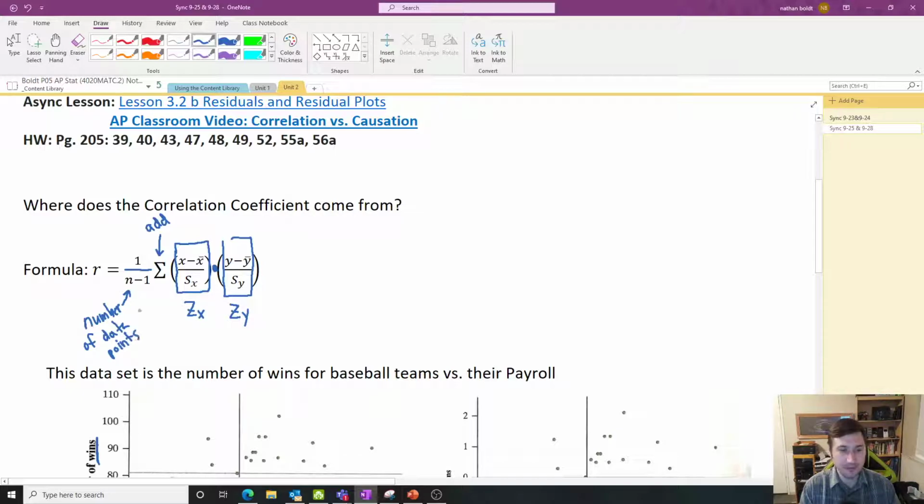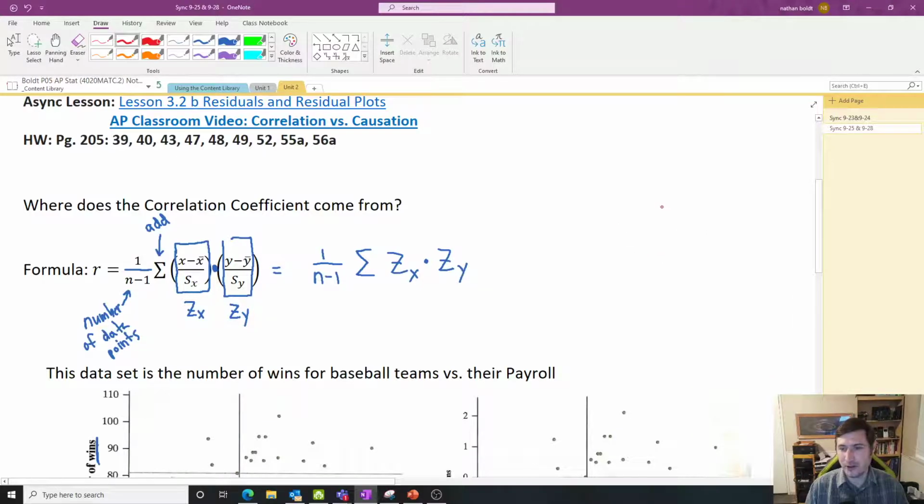And so to simplify this huge, ugly equation, sometimes we write it like this: 1 over n minus 1 times the sum of zx times zy. And so that makes it look a little bit more accessible. Now, what does it mean, though, to find the z's of x's and the z's of y's? That's what I want to jump into a little bit more to get you a visual.